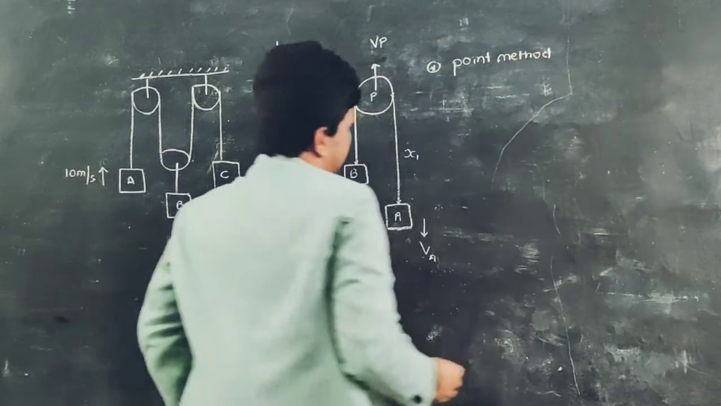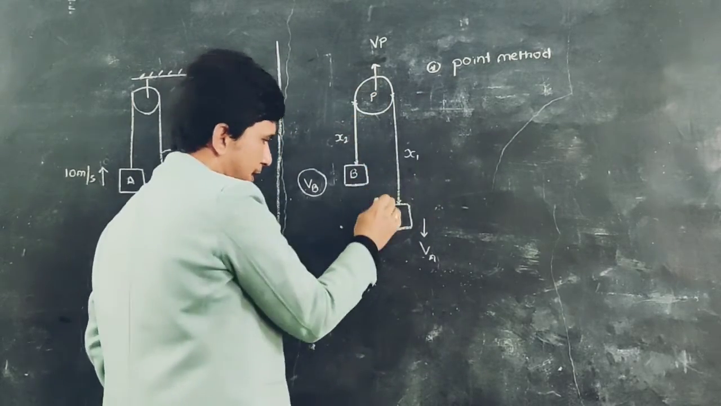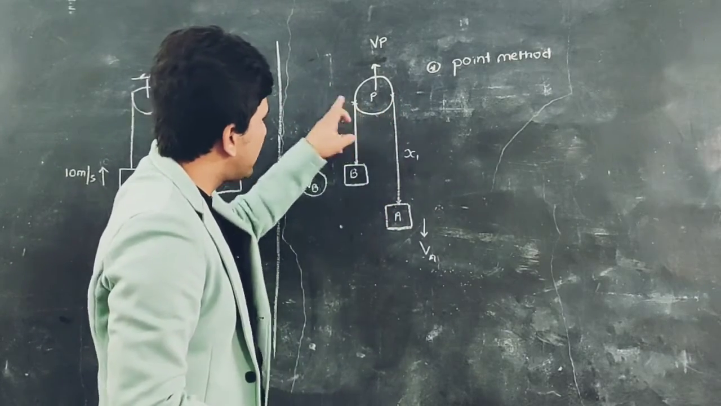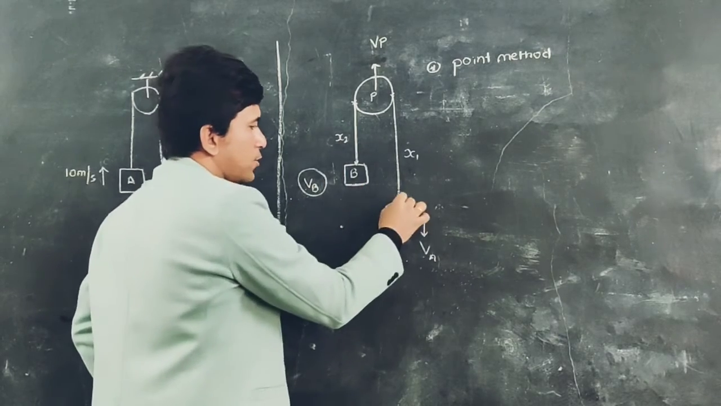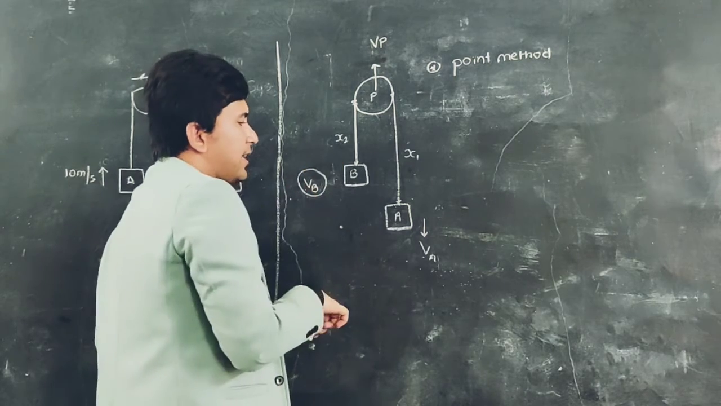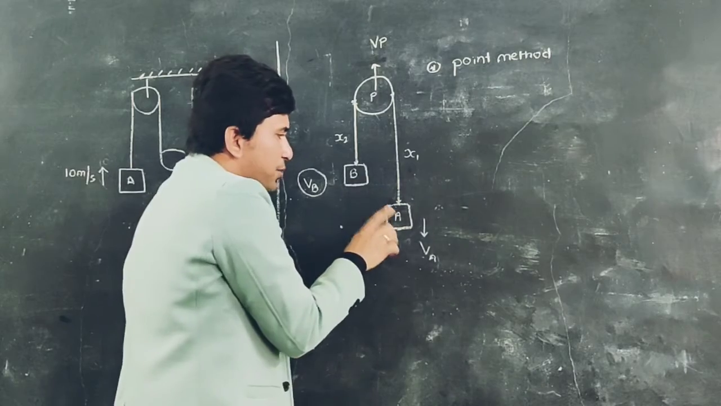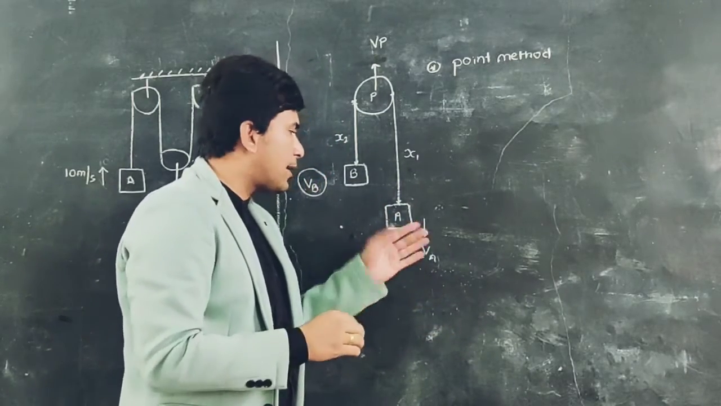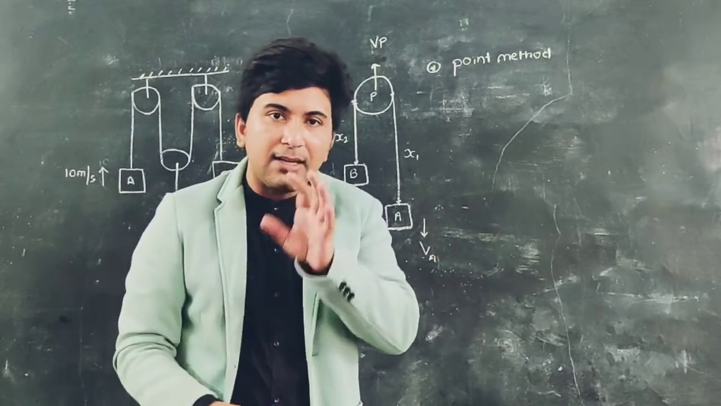What does this method try to tell? Listen, mark all the points, whether on the string, whether they are attached to the block, whether they are attached to the pulley. Mark all of them. Now focus on each point, in such a way that whether that point is trying to stretch the string or compress the string, whether it is trying to increase the length of the string or decrease the length of the string.